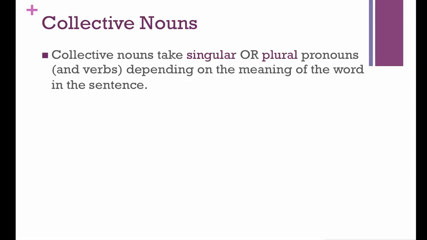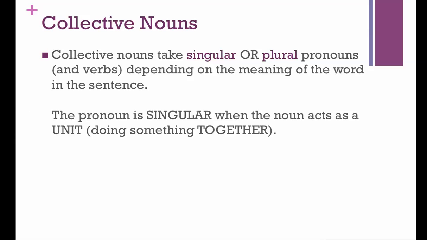Collective nouns take singular or plural pronouns and verbs depending on the meaning of the word in the sentence. Just like with the indefinite pronouns that can be singular or plural, we have to look at how the noun is functioning. You will always use a singular pronoun when the noun is acting as a unit. In other words, when they're doing something together.